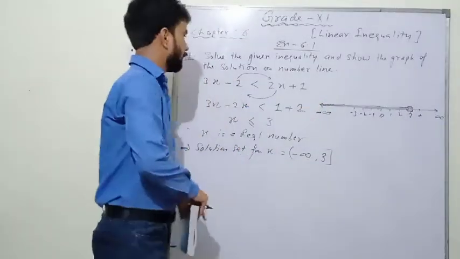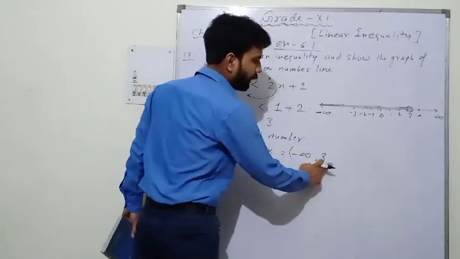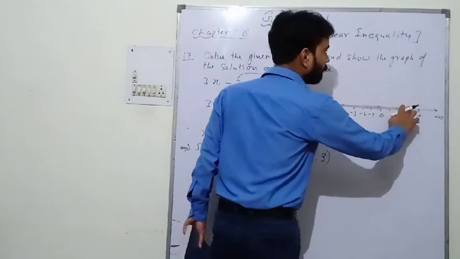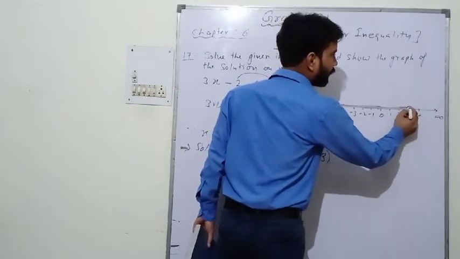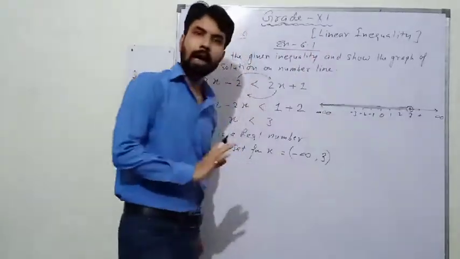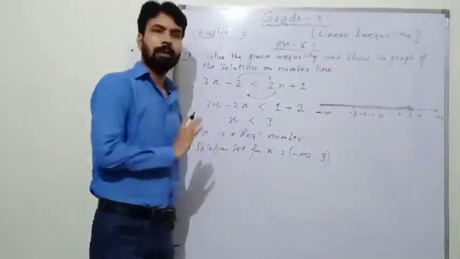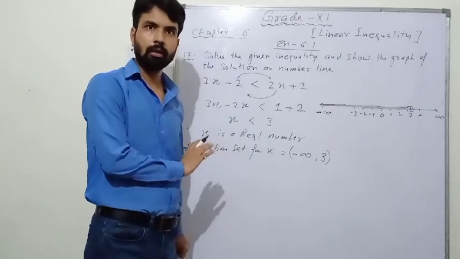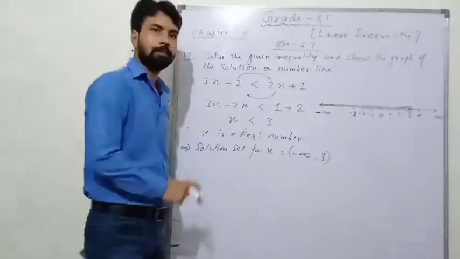Understood? But in this question there is not equal sign, so there will not be this square bracket, and we will not dark the circle at 3. This will be an empty circle. Got it? So here this question is completed. Hope you all got it. Good. So beta, pause your video and note it down.